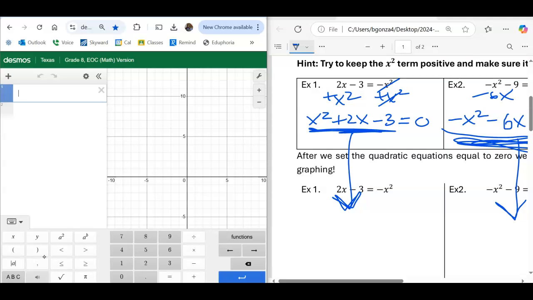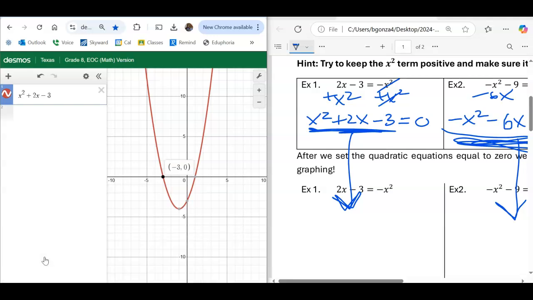Let's graph this and find the x-intercept. X squared plus 2x minus 3. Now, do you see how the graph is there, the red graph? If I put equals 0, it won't graph. Don't put equals 0. Just put the quadratic part. Click on those x-intercepts. That means the solution. That's it. Negative 3, 0, 1, 0.